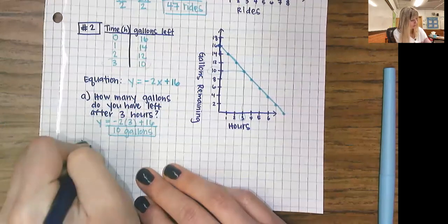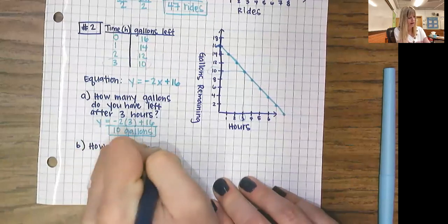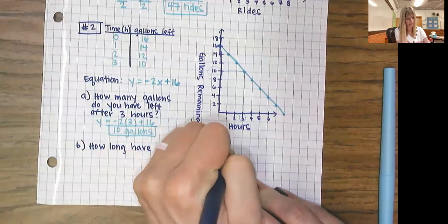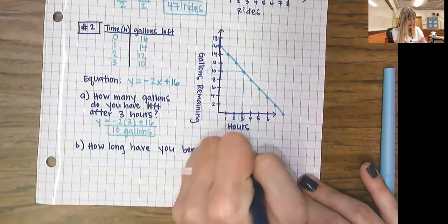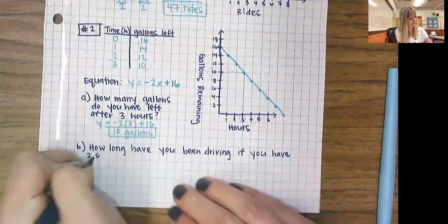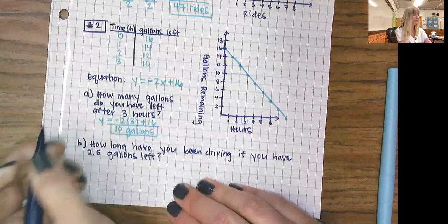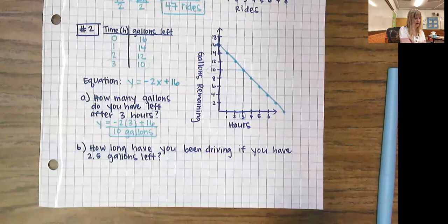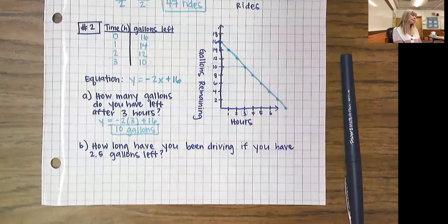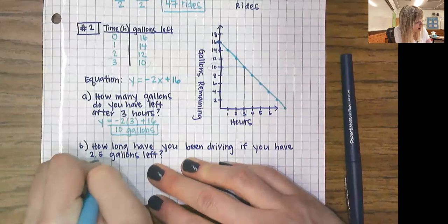Okay, one more question. Part B, changing it up a little bit. How long have you been driving if you have 2.5 gallons left? This is another place where using the equation is helpful because 2.5 is not in the table. I could maybe figure it out. And it is in the graph technically, but it's kind of hard to read because it's not in a nice even corner. So if they give me gallons, I'm going to plug that in for Y.